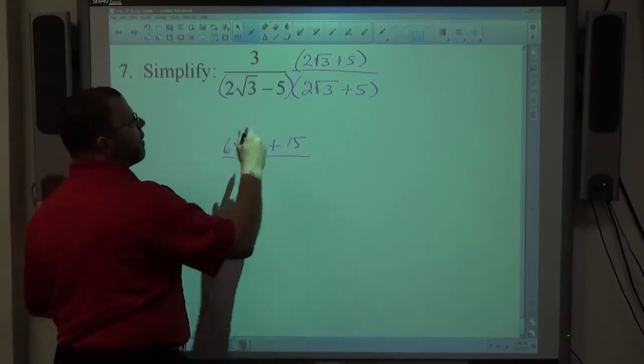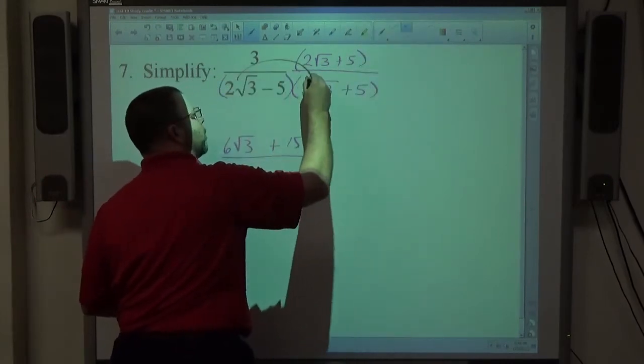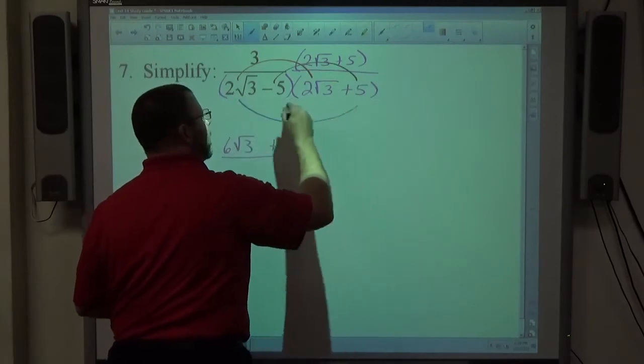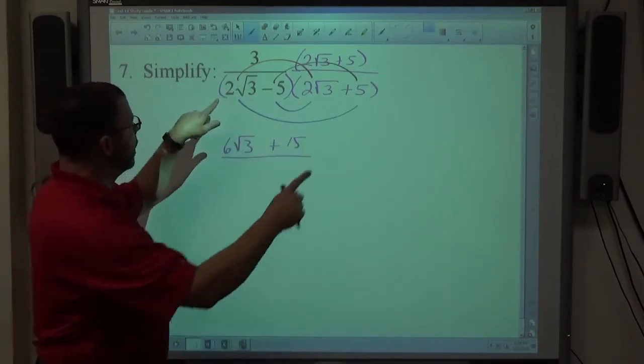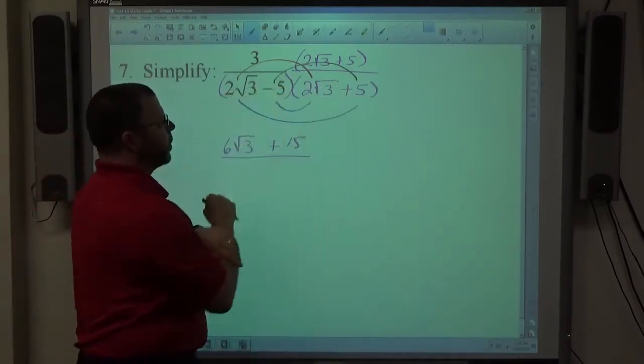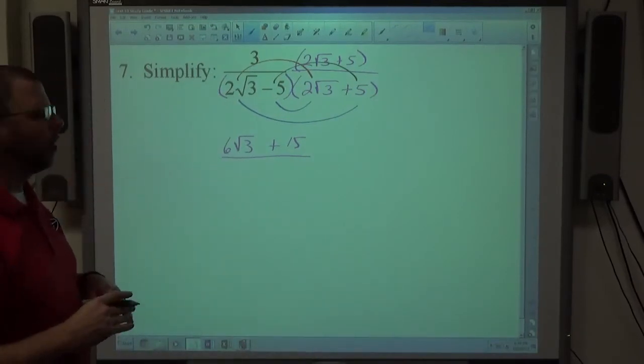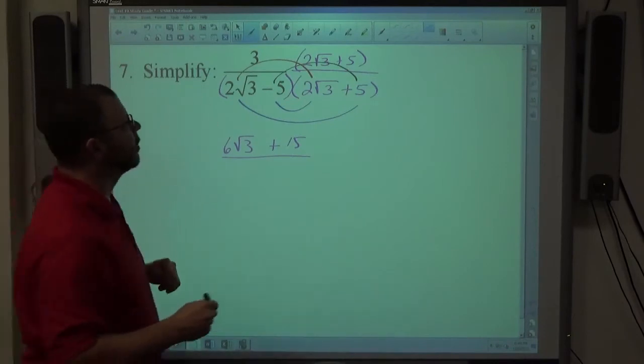On the bottom, all we have to do is first times first and last times last. The outside product and inside product, if we did do the whole FOIL, positive 10 square root of 3, negative 10 square root of 3 cancel. That always happens when you multiply by conjugate. So you can just skip the O and the I part of FOIL and just go straight to F and L.